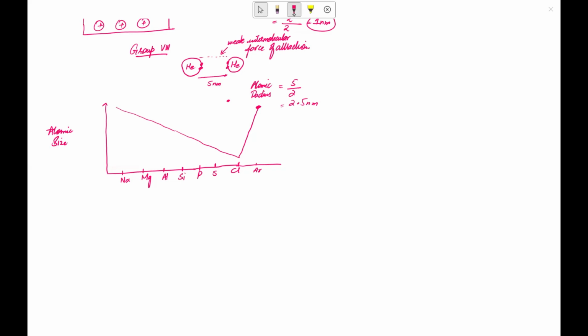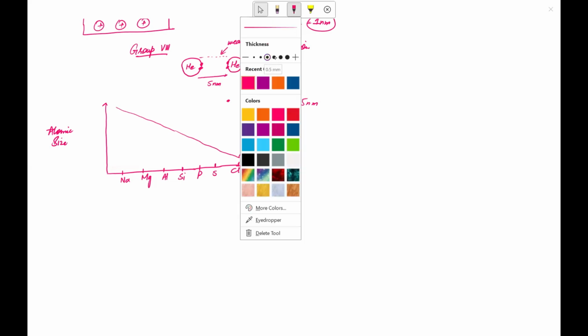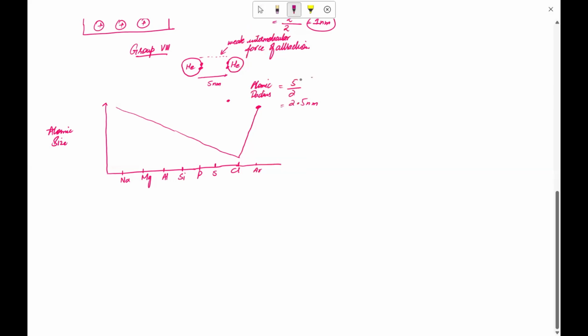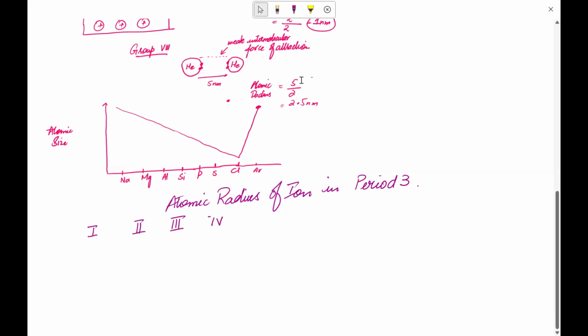Okay. So our next one would be atomic radius of ions in period 3. So in period 3, this is the first group, this is the second group, this is the third group, fourth group, fifth group, sixth group, and then we are going to have the seventh group like this.